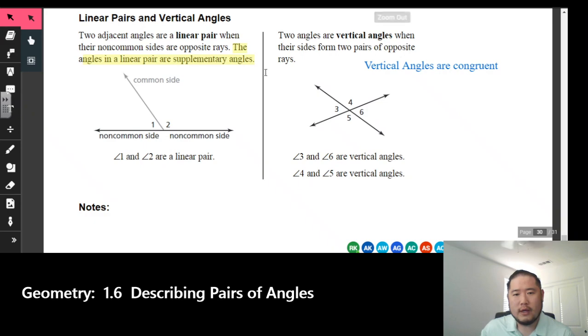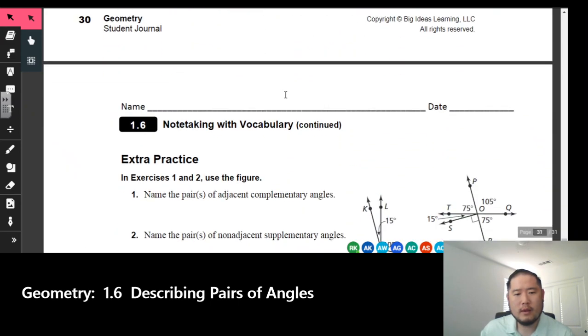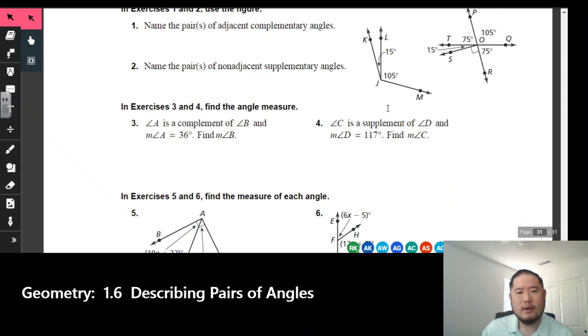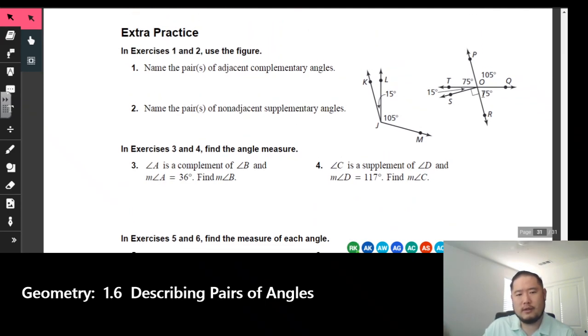Let's go ahead and move along and take a look at some problems. All right, so on number 1, it says name pairs of adjacent complementary angles. And you are going to use both of these diagrams together.